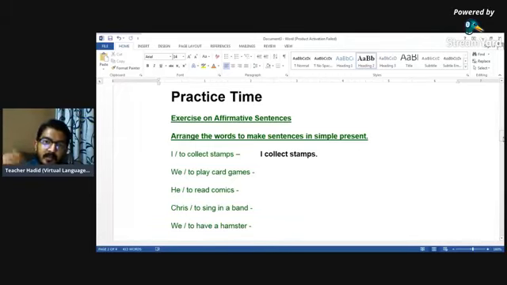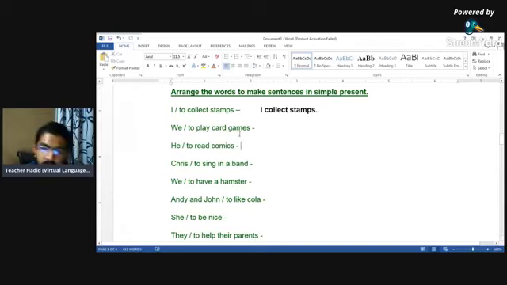I have solved the first question for you. What we have to do in this test is, there are some sentences in front of you, and we are going to arrange them. There is a subject, and then there are some verbs and some objects, and they are not in arranged form, so we are going to arrange them and make them a complete sentence. The first one is: I, to collect, stamps. So the correct sentence would be: I collect stamps. Now the second one: we, to play, card games. Now I'm giving you some time to think. I'm counting till 10, giving you 10 seconds, and after that, we are going to write the right answer.